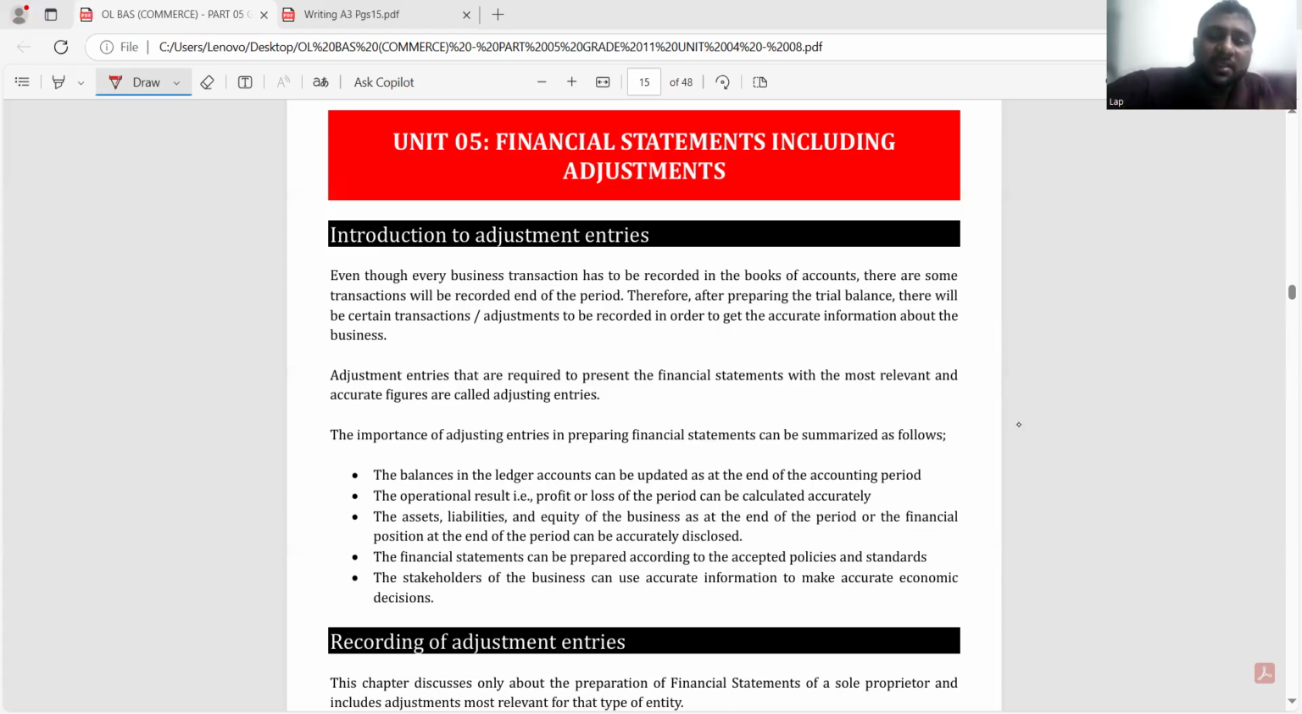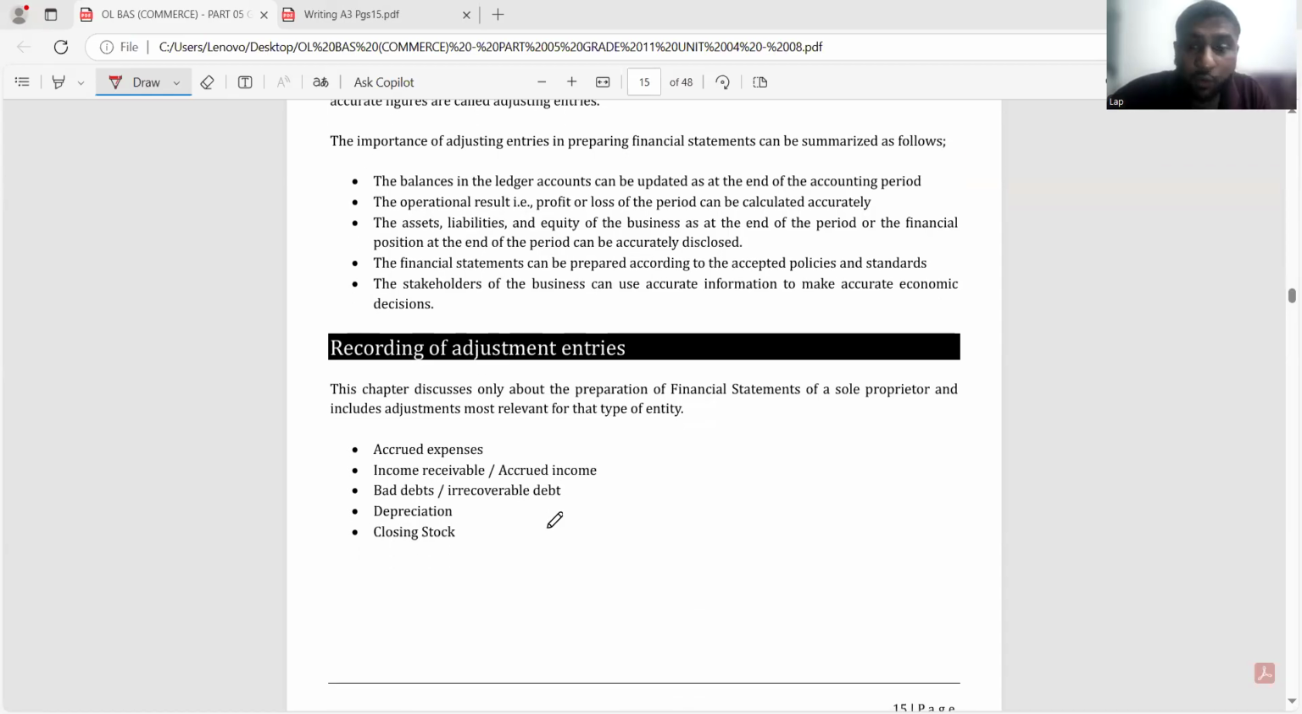So in the previous session, what we studied was how to prepare these financial statements, the basic financial statements. Okay. Today we are going to learn if there are any adjustments. So there are a few adjustments that you have to study for O level.